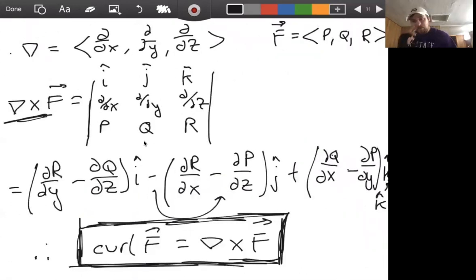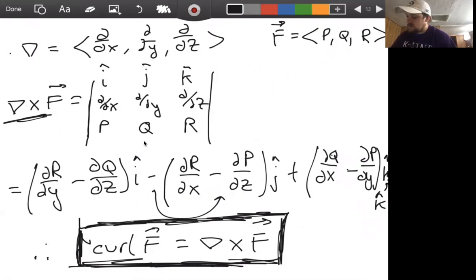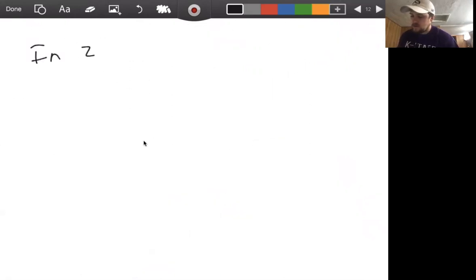It's measuring the tendency of rotation and also telling us the speed of rotation once we take the magnitude here. And so this now works in 3D and 2D. I've discussed curl in 3 dimensions. Well, the curl in 2D, you don't really have a cross product in 2D because you don't have a third dimension.